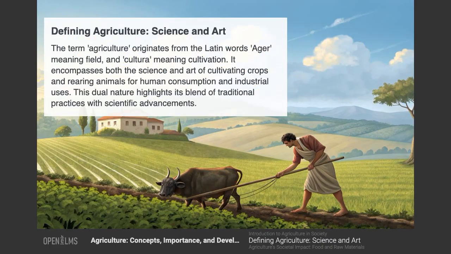Defining agriculture, science and art. The term agriculture originates from the Latin words ager, meaning field, and cultura, meaning cultivation. It encompasses both the science and art of cultivating crops and rearing animals for human consumption and industrial uses. This dual nature highlights its blend of traditional practices with scientific advancements.